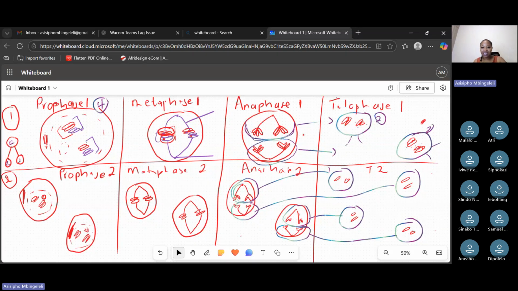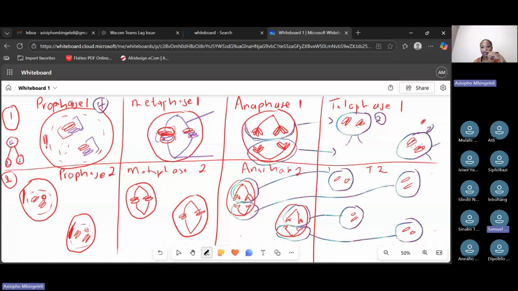Same applies with anaphase. In anaphase 1, we had a total of 4 chromosomes, 2 chromosomes pulled to each pole. But when we look at anaphase 2, we actually had 2 chromosomes, and in this case, they are daughter chromosomes being pulled to opposite poles. Check here. In anaphase 1, it's a full chromosome that is being pulled. In anaphase 2, it's a daughter chromosome, or an unreplicated chromosome.